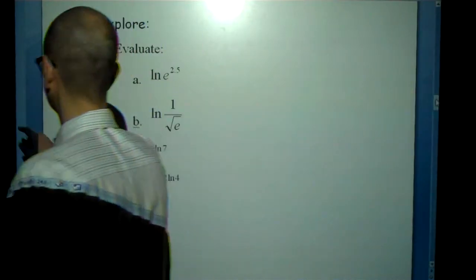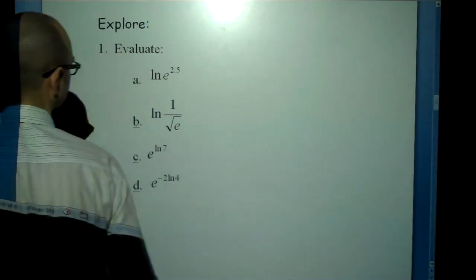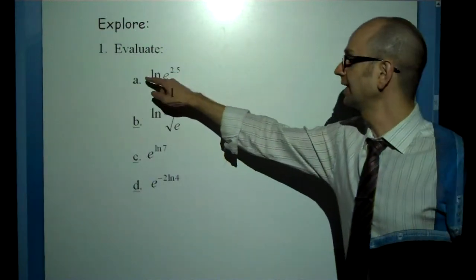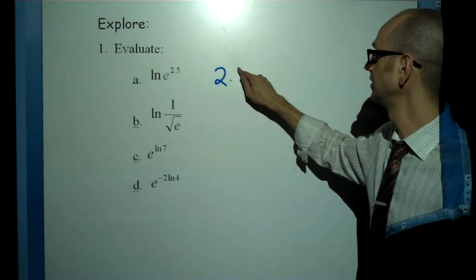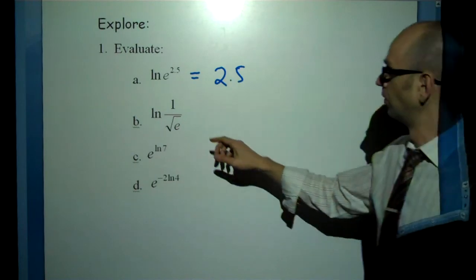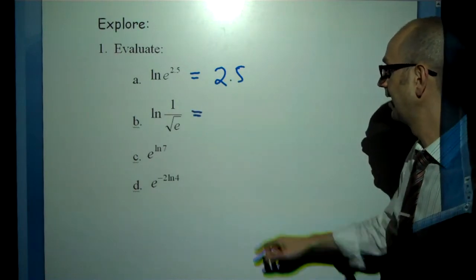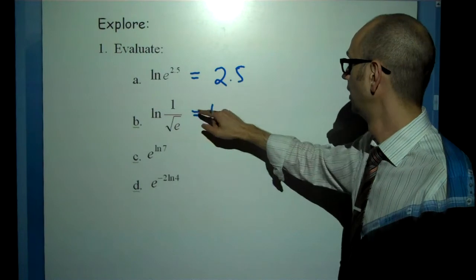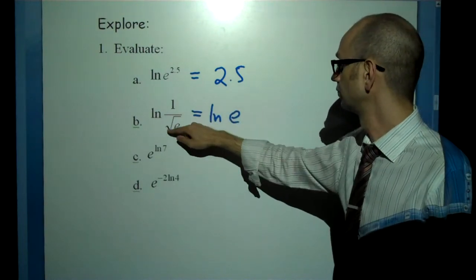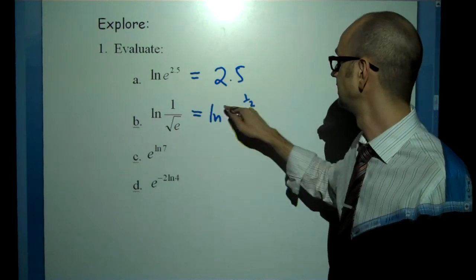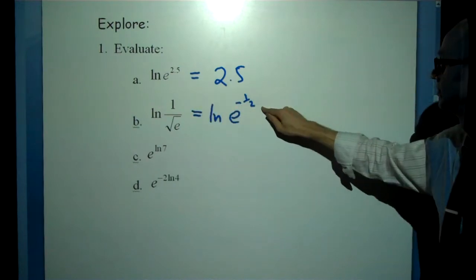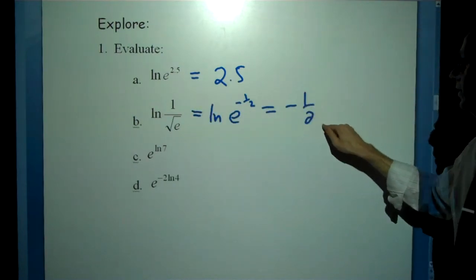Alright, let's go over these together. Natural log and e are inverses, so they cancel each other out in the first one, and our first answer is just 2.5. It's that easy. For the second one here, I'm going to rewrite it as the natural log of, again using our exponent rules, e, there's a square root, so it's 1/2, but it's in the denominator, so it's -1/2. And again, we know that natural log and e are inverses. They cancel each other out, so I'm left with -1/2.